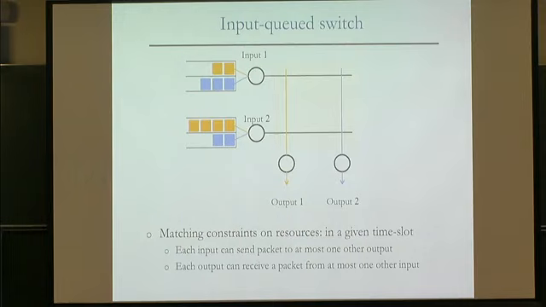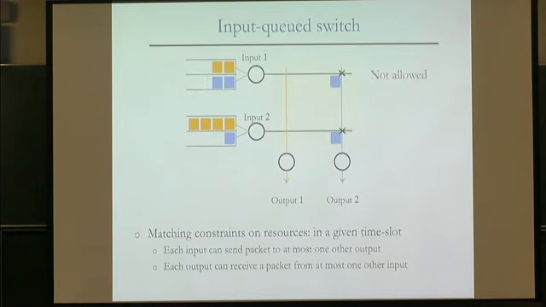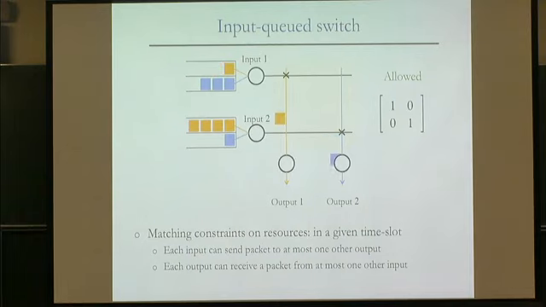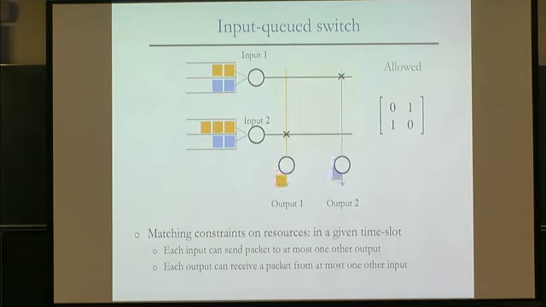However, the constraint says that you can't send 2 different packets from 2 different inputs to the same output. For example, this is not allowed because I'm sending packets to this output from both of them. Okay, so this is not allowed. But what is allowed is this one, where I'm sending separate packets from inputs to outputs. Here is one example when this happens. Packets will go like this. Or here is another example. Packets will go like this.